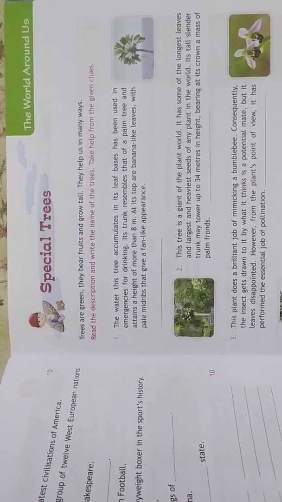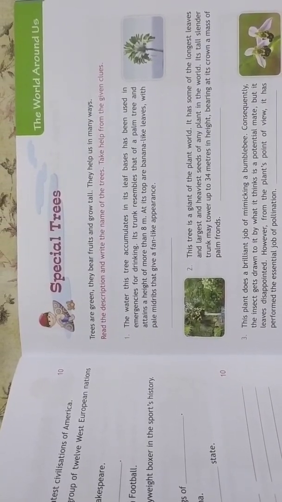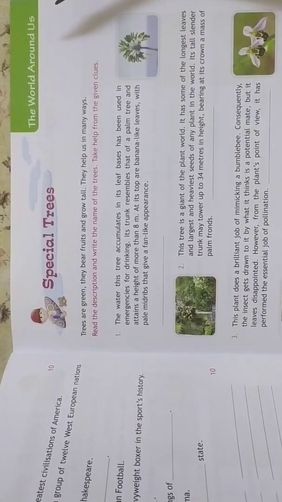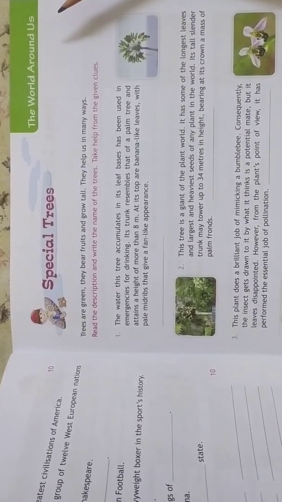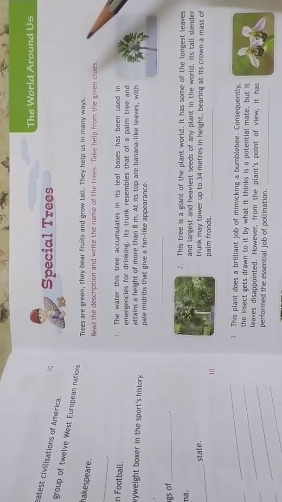We will start with the syllabus of the second unit test, and the first unit in this part is the world around us. We have 4 chapters here on page numbers 41, 42, 43 and 44. So we will do the first two.